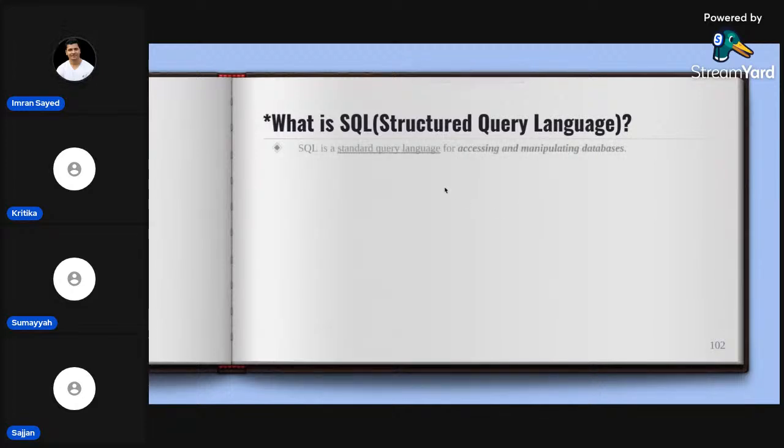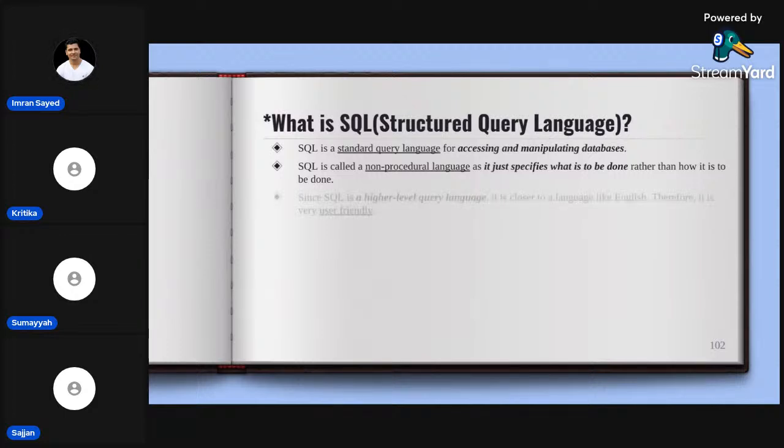Okay, so they're saying SQL is the standard query language for accessing and manipulating databases. Is this simple? SQL is called a non-procedural language as it just specifies what is to be done rather than how it is to be done. Since SQL is a higher level language, it is closer to a language like English, therefore it is user friendly.